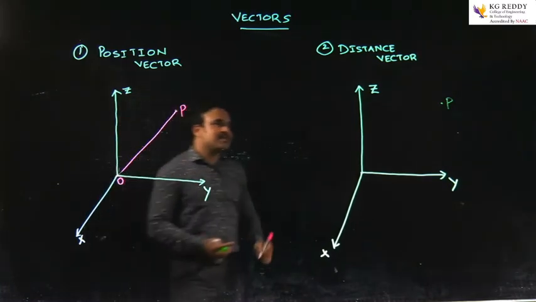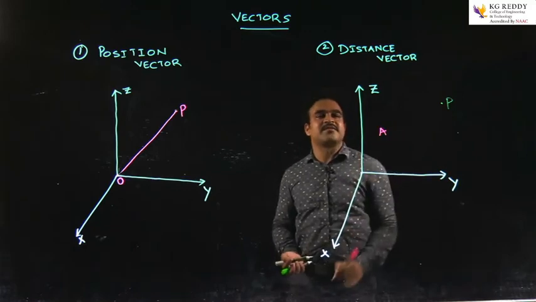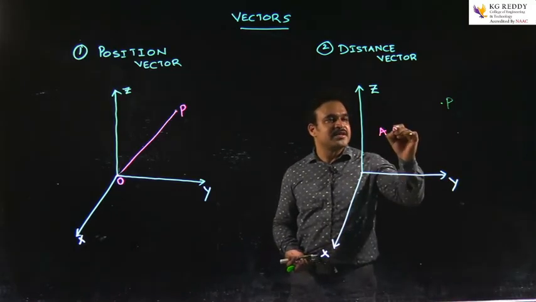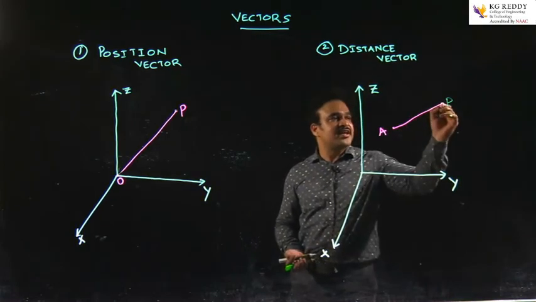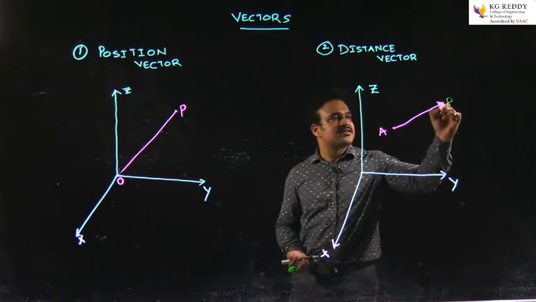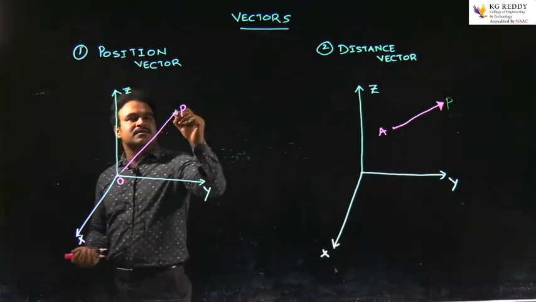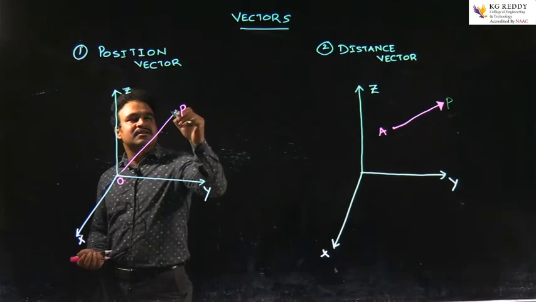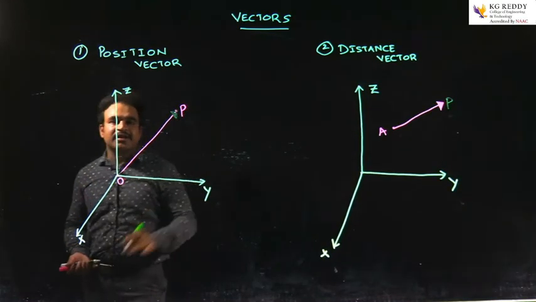But here in this case the starting point is not at origin, but it is starting somewhere from here, from the point A. Now I am joining these 2 points. And as this is a vector, I am representing this as an arrow, to indicate that it has a direction.